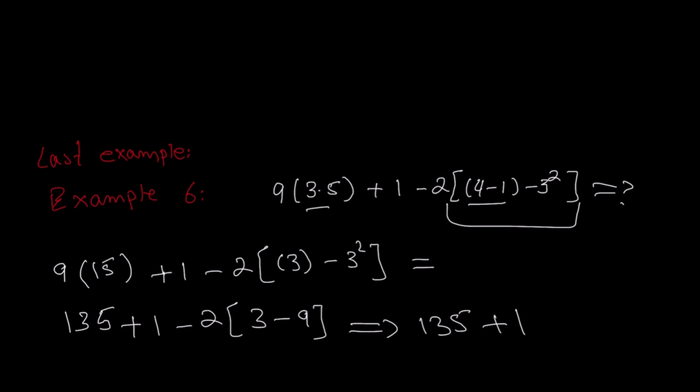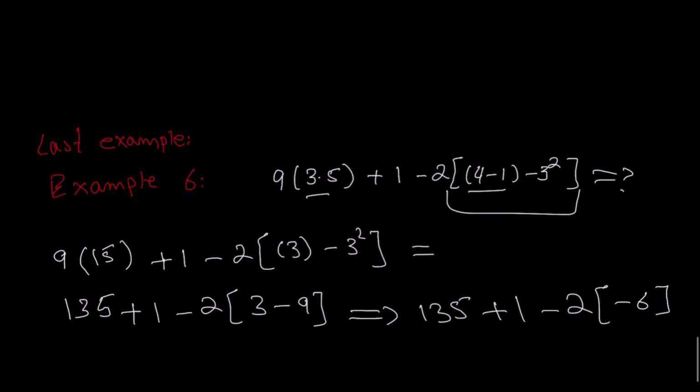135 plus 1 minus 2. Let's simplify the inside of the bracket. 3 minus 9 is minus 6. Okay, so 135 plus 1 minus times this minus, we'll have to simplify this one. So minus times minus will be plus. 2 times 6 will be 12. Since we have all the addition left, so 135 plus 1 is 136, and plus 12 will be 148.